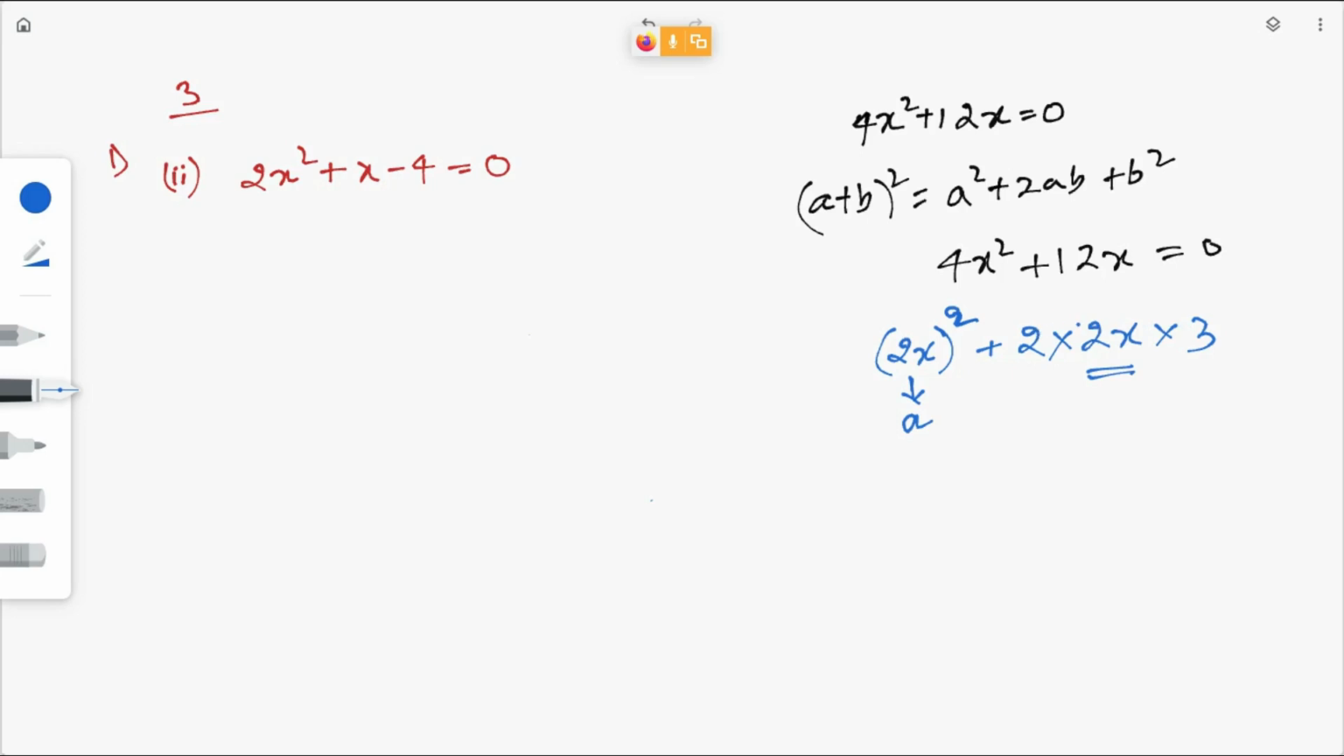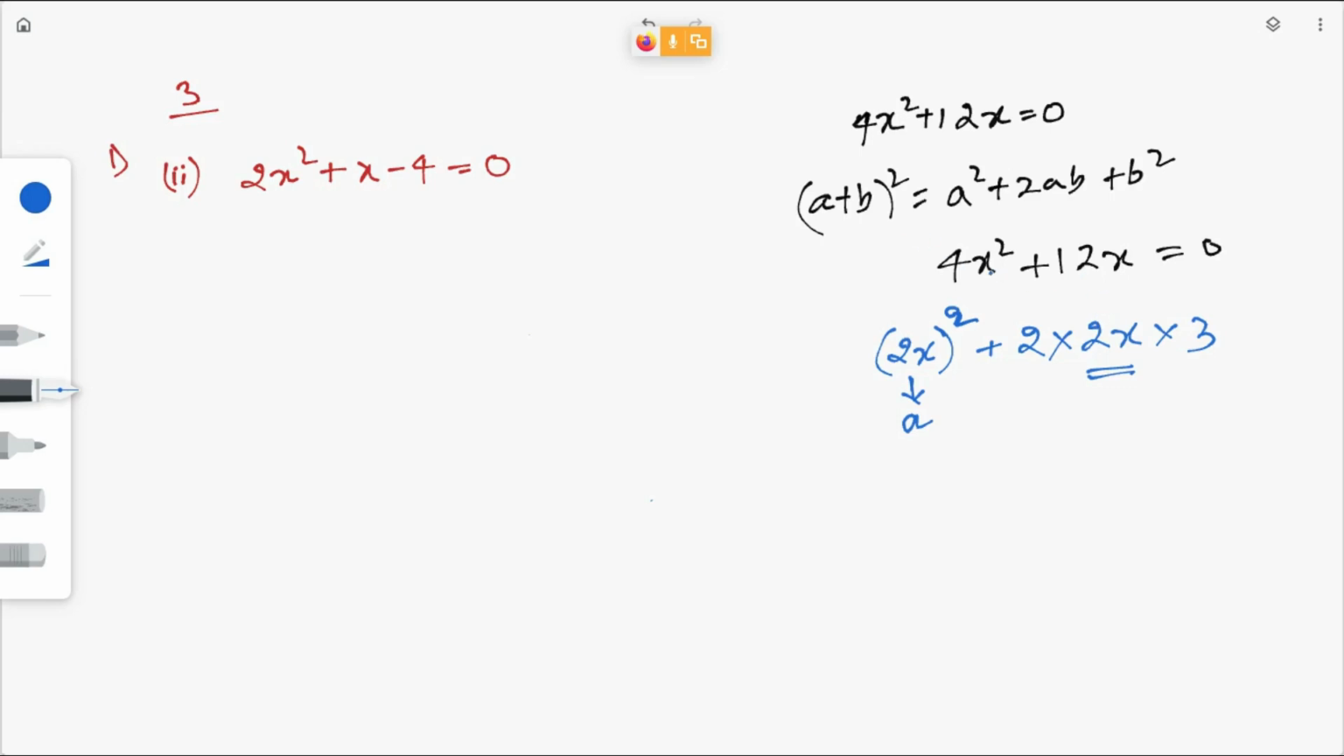Okay, already there are 2 2's here. 2 into 2 is 4, so 4 into 3 will give 12. Okay, if you miss this 2 here, then you will get 6 here. Okay, don't miss this 2 here. See here, don't get confused.